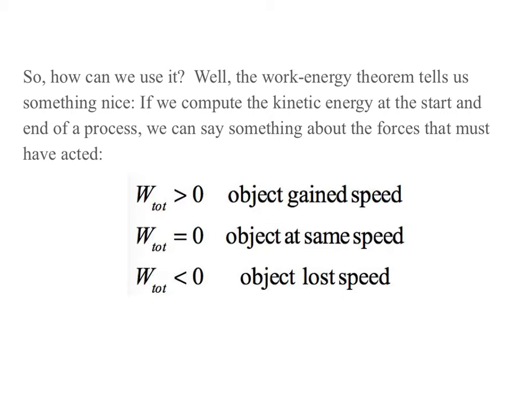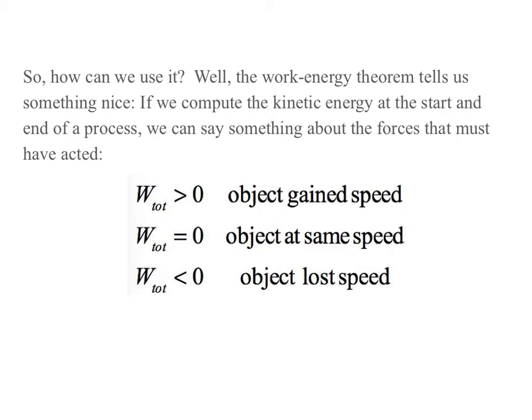Well, the work-energy theorem will tell us something nice. If we compute the energy at the start and end of a process, in this case kinetic energy, then we can say something about the forces that must have acted. If the total work is positive, the object must have gained speed. If total work is 0, the object's at the same speed at the end. And if the work is negative, the object lost speed. Now we need to be careful because energies are state functions at this moment and some other moment. It doesn't tell you what happens in between.